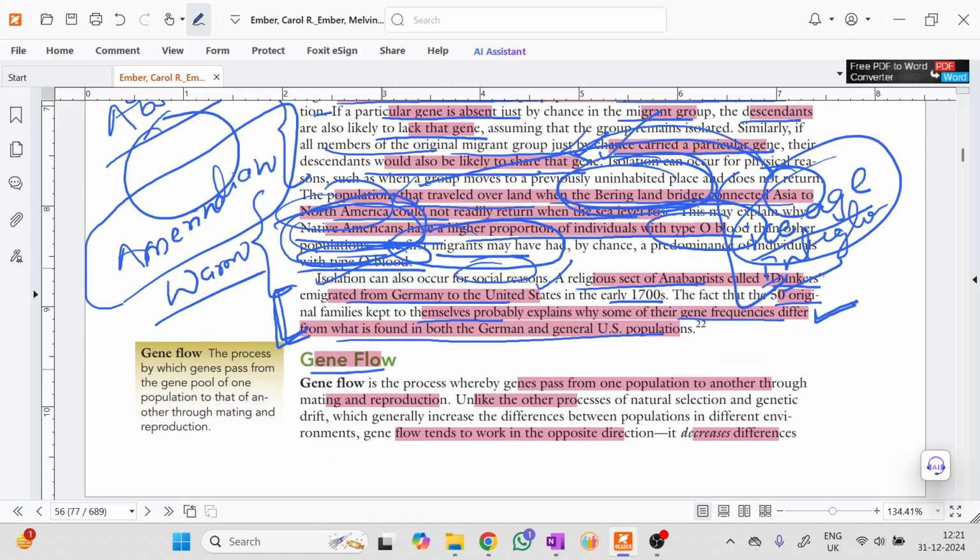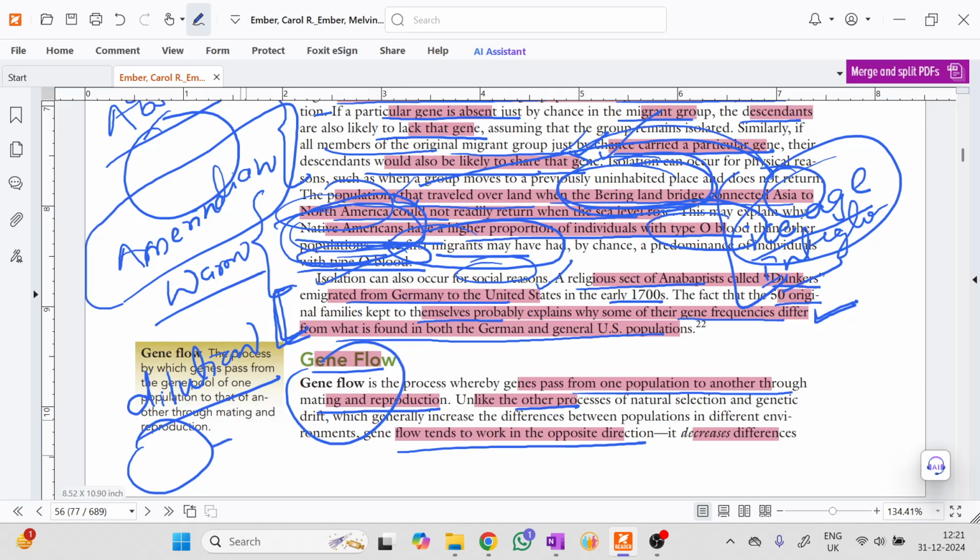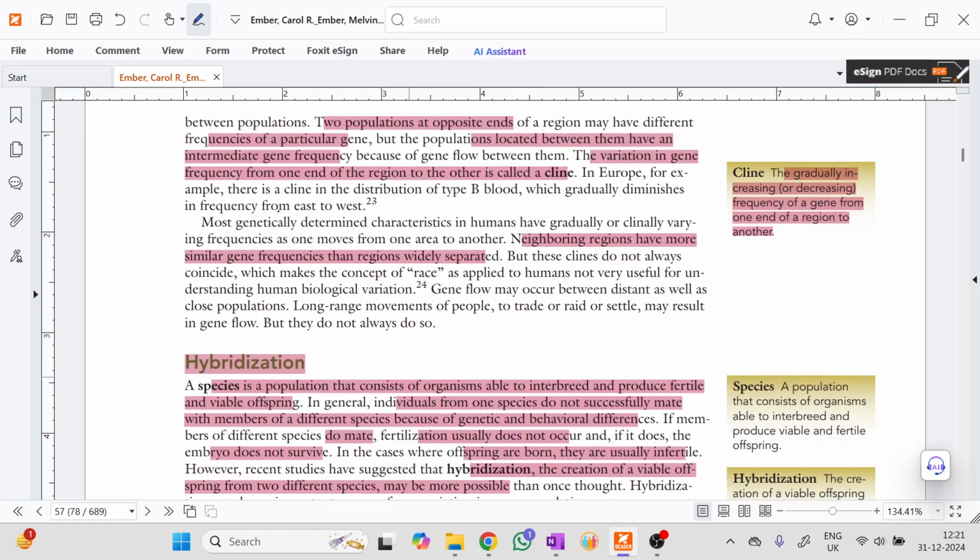And let's talk about gene flow. It is a process by which genes pass from one population to another through mating and reproduction. But unlike other processes such as natural selection and genetic drift, it tends to flow in the opposite direction. So gene flow is a kind of dilution in which the composition of the middle section is diluted compared to the extreme sections. So here it decreases between populations.